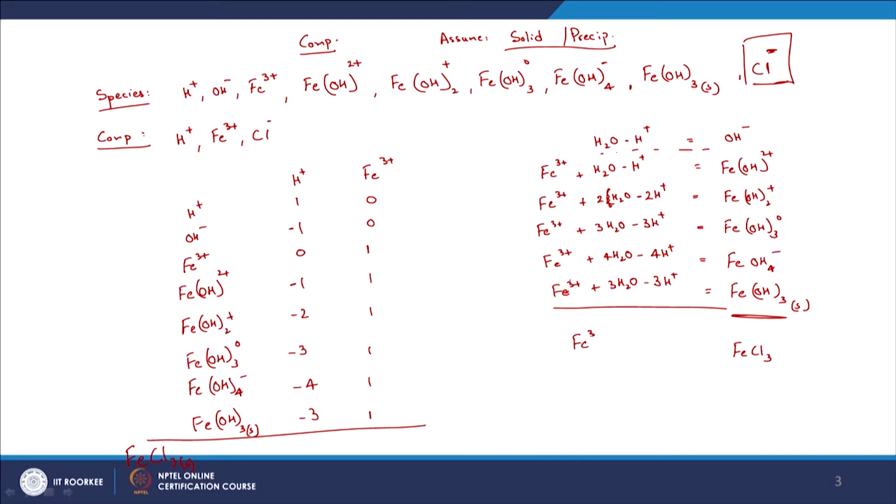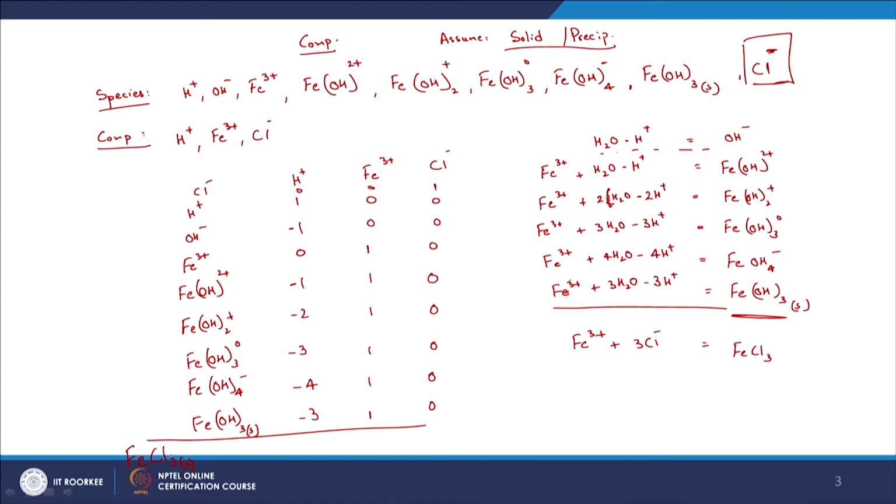So I need, let's say, what is it now? Fe3 plus, plus 3Cl minus, right? So if I had listed Cl minus, this would have been 0, 0, 0, 0, but I could have listed Cl minus, which I haven't listed here as one of the species. Well, let me go ahead and do that. Cl minus, 0, 0, and 1.